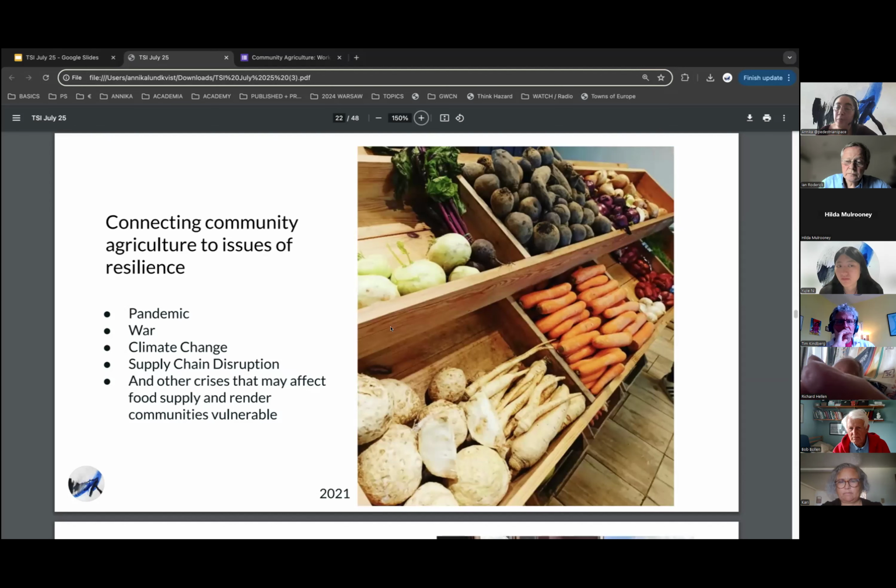So this time during the pandemic, I think, was one of the strongest seeds set in my mind for the work that I want to do with food in cities, which is connecting issues of community agriculture to resilience. I'm probably leaving some things off here, but as we know, pandemic, obviously war, climate change, how that's disrupting food supply and crops. Supply chain disruption is one of the scariest ones to me in my book because so many people in general are dependent on grocery stores for 100% of their food needs, and other crises could affect food supply and render communities very vulnerable.